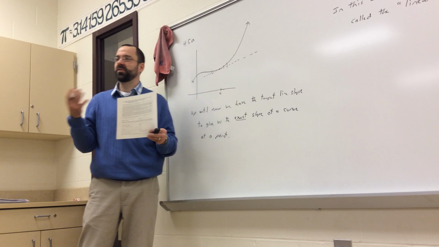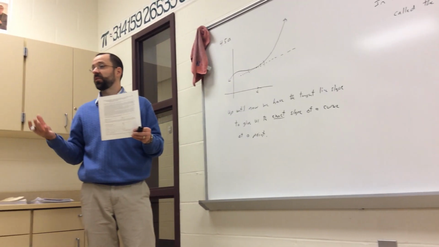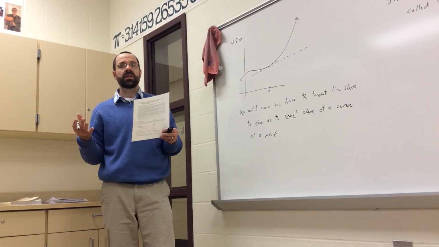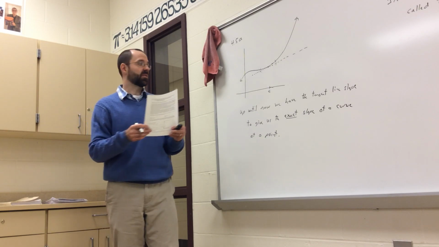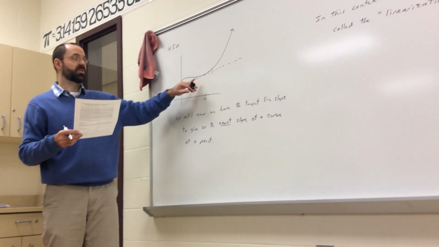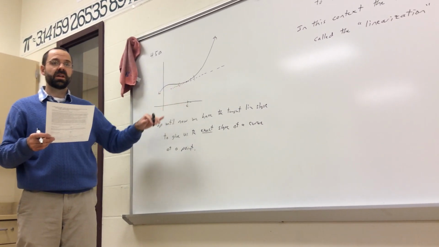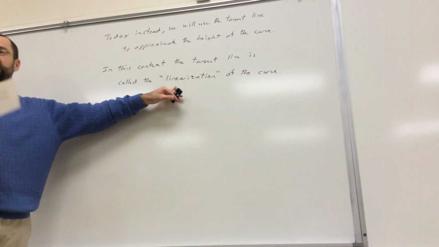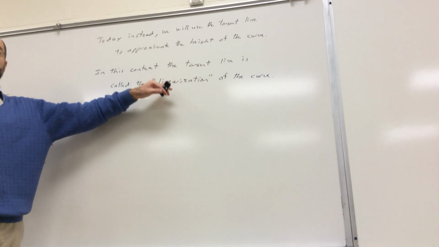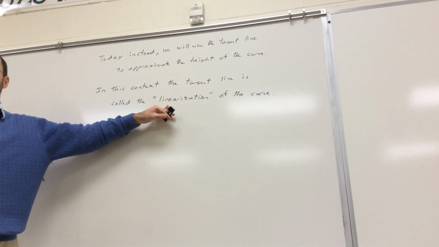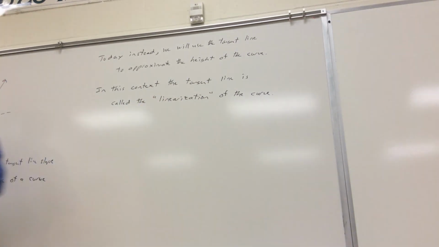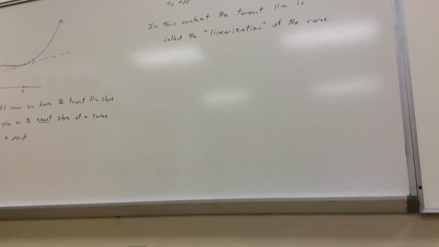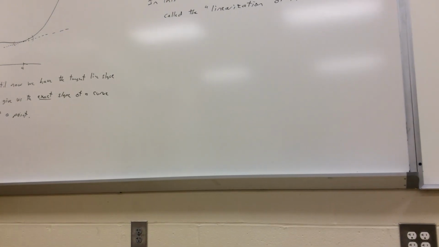But it's a different way of looking at the tangent line. We're still going to find the equation of the tangent line. Now, instead of using it for the slope of the curve, we're going to be using it for the heights of the curve. And so that's why there's a new name for it, the linearization. But it's not anything new. It's still the tangent line. So it's just got a new vocabulary word with it.